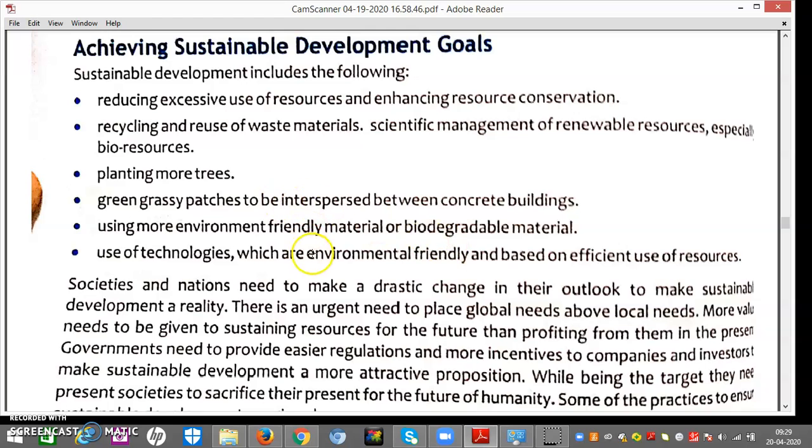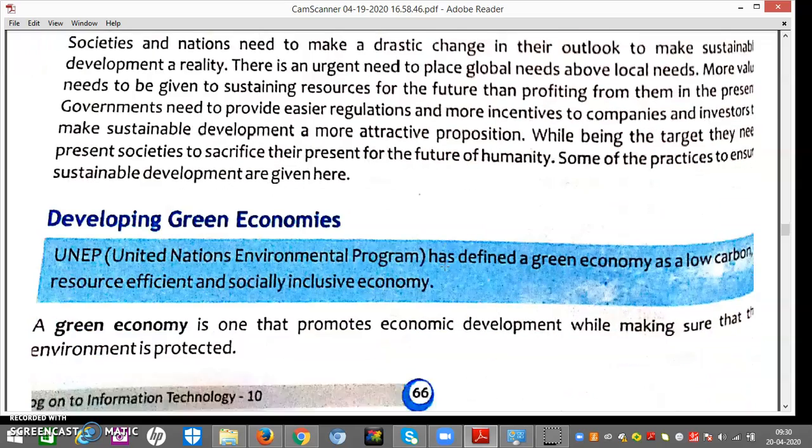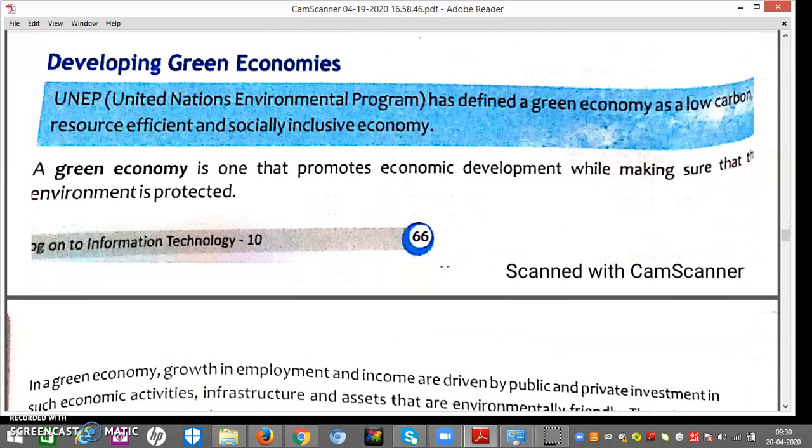Use of technologies which are environment friendly and based on the effective use of resources. So what are the points? We can reduce excessive use of resources and enhance resource conservation. Recycle and reuse of waste materials, planting more trees, green grassy patches to be placed between concrete buildings, using more environment friendly or biodegradable material, use of technologies which are environment friendly. Now it is the duty of a nation or of a society to make it possible.